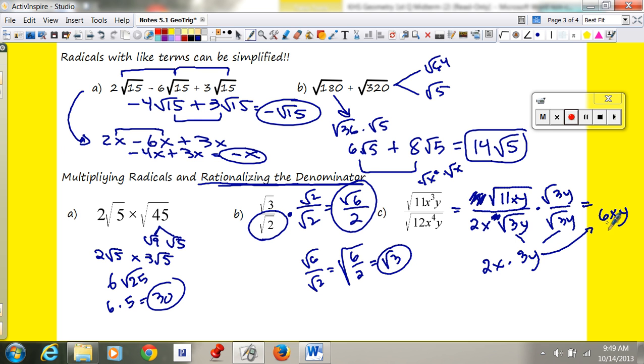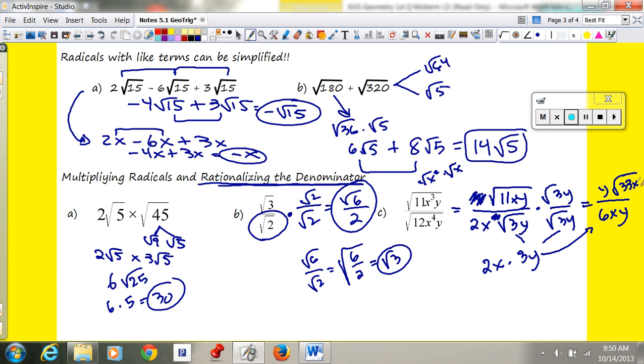The top of my fraction is going to be 33. The y is going to come out, because what's y times y? Y squared, and that's going to come out of the square root. And you're going to get 33x inside.